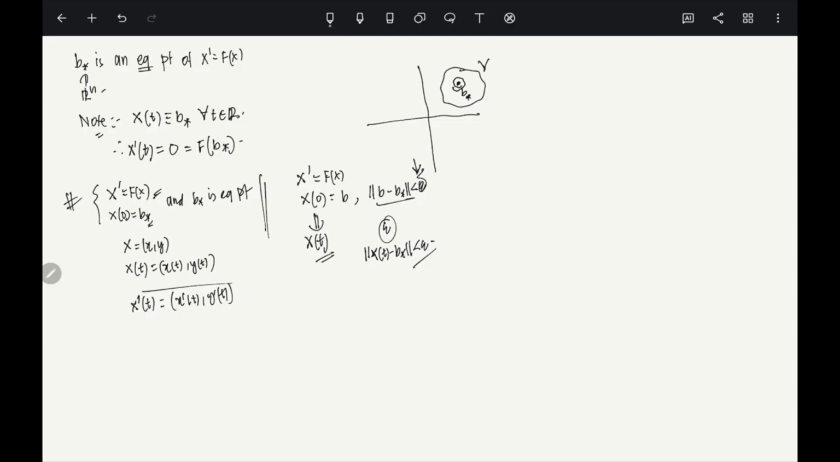Essentially, you start in the neighborhood of B star and you end up in a neighborhood of B star. So the solution will also mimic that. That is the idea of stability. And what is asymptotic stability? The solution will actually converge towards B star. You understand? It will spiral into B star. That's the idea. So that's more or less what we did in the last video.